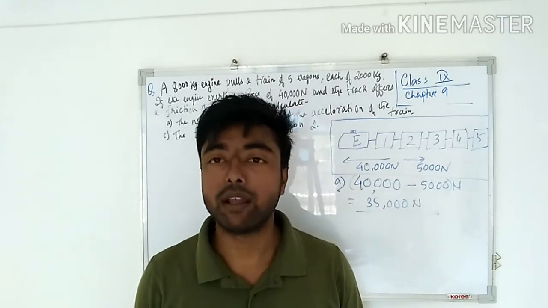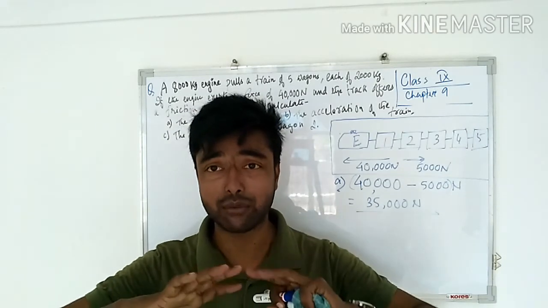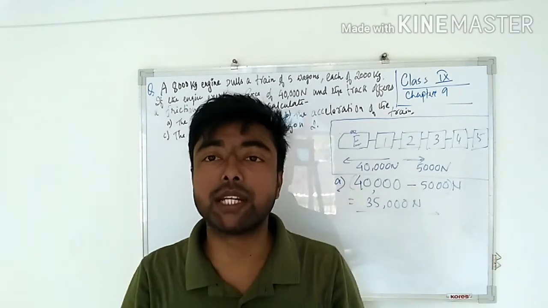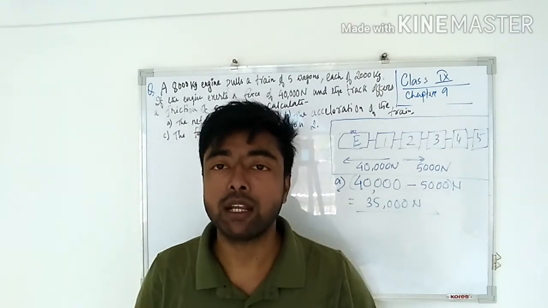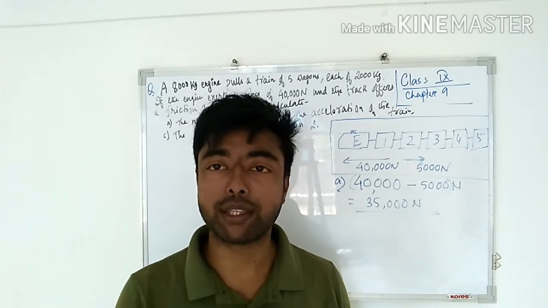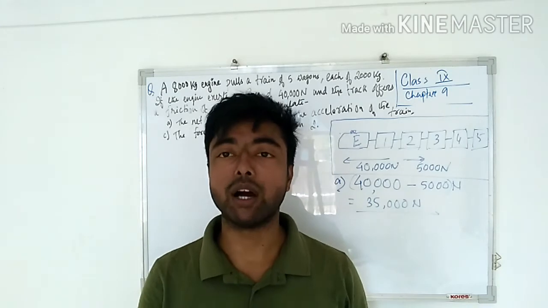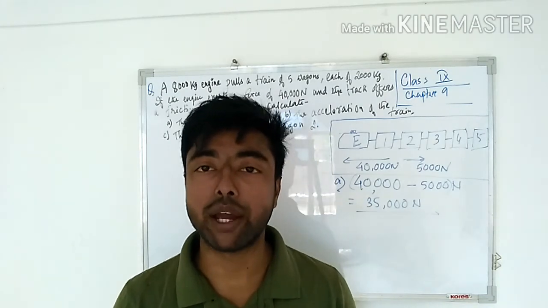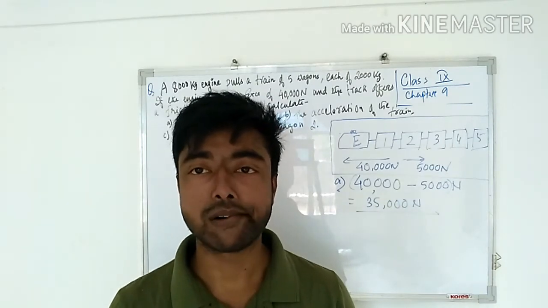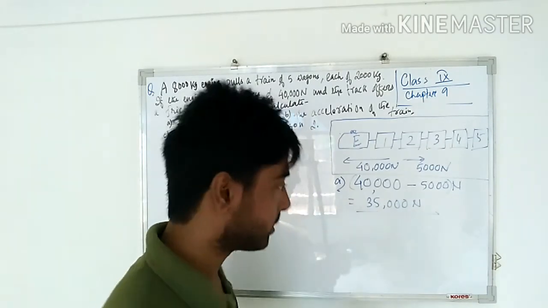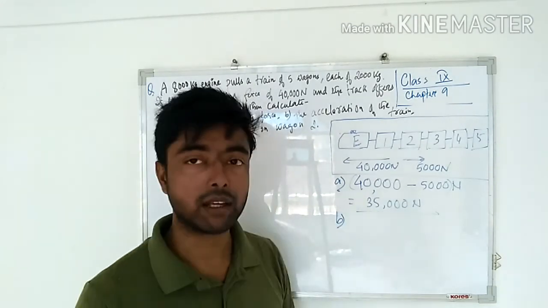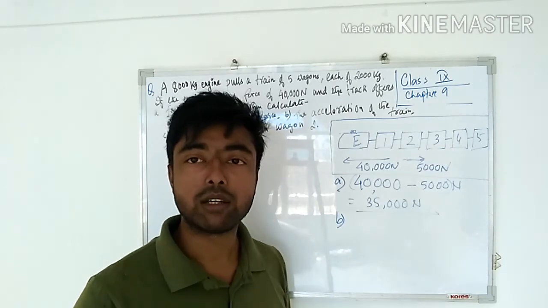Actually the train, if you take the friction into consideration, then the net accelerating force will be what? 35,000 Newton. Okay, this is the net accelerating force. Now you need to find out what? You need to find out the acceleration. Number B. You need to find out acceleration of the train.